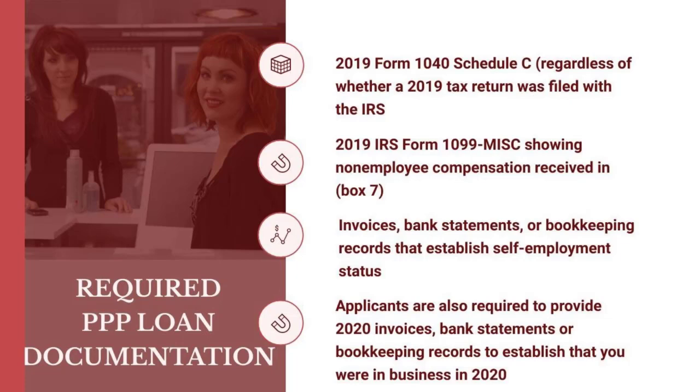Now also, there's one other thing that has been added to this, and it says that applicants are also required to provide 2020 invoices, bank statements, or bookkeeping records to establish that you were in business in 2020. So in addition to providing your 2019 bank statements and bookkeeping records and possibly invoices, you're also required to provide the same items for 2020 to prove that you were in business in 2020.